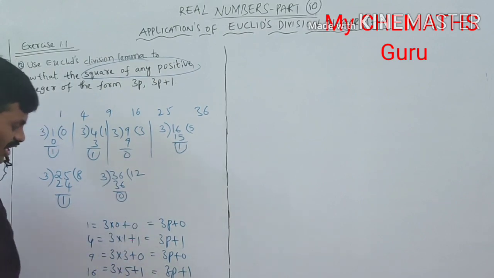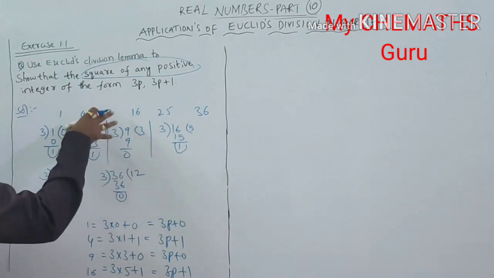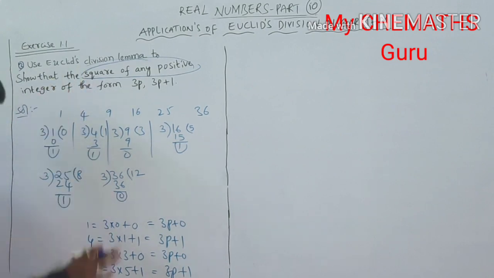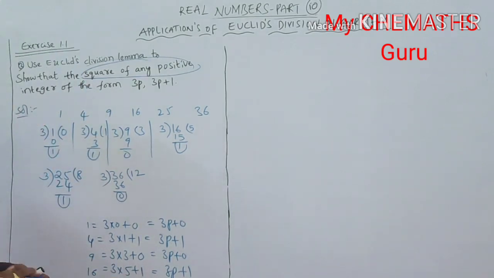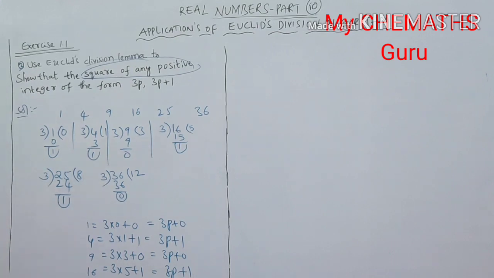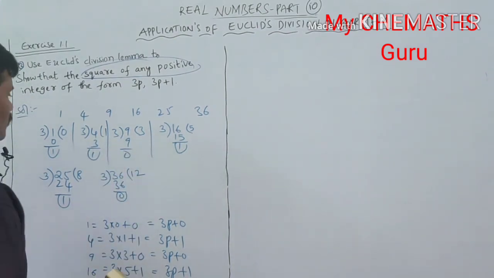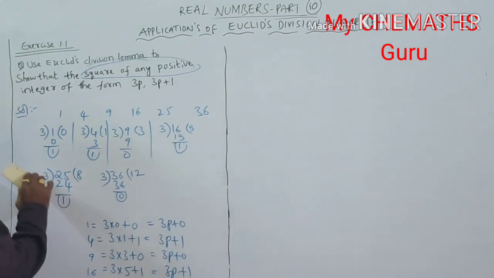For example, if you forget in the examination hall how to solve this question, better solve it like this with some examples and write the conclusion. Then you will get at least 2 to 3 marks. Okay, don't worry. Now, how to solve using Euclid's division algorithm in a proper manner, that means in a systematic way according to the textbook.